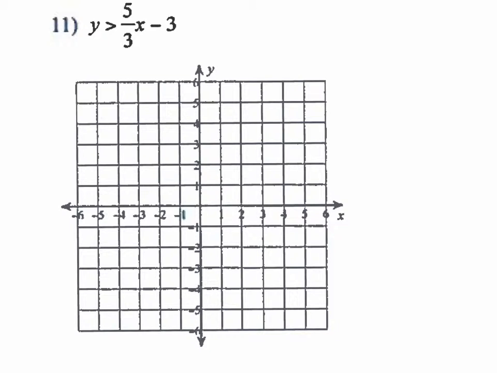So 11, I'm going to put a point here at -3. And then I use the slope 5 over 3, so I go up 5. Up 1, 2, 3, 4, 5, and then over 3, 1, 2, 3. And so I'm going to plot that point right there. And then this is going to be a dashed line. And then since it's in slope-intercept form, I can look at that greater than sign, put my pencil on the line, and so I know I need to go up from this line, which means I'm going to shade over there.